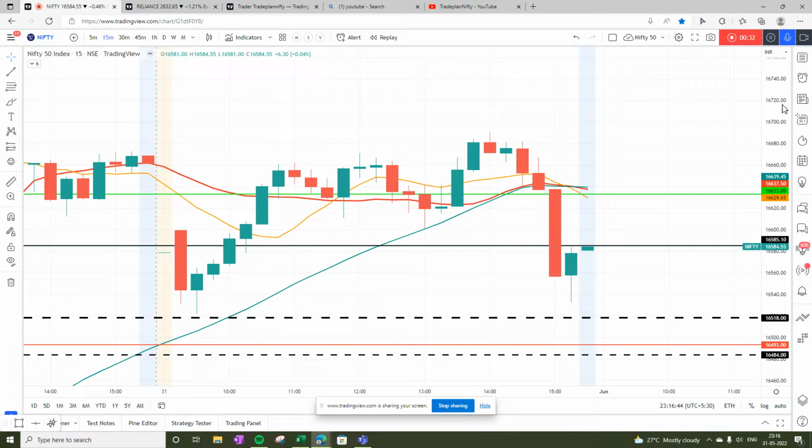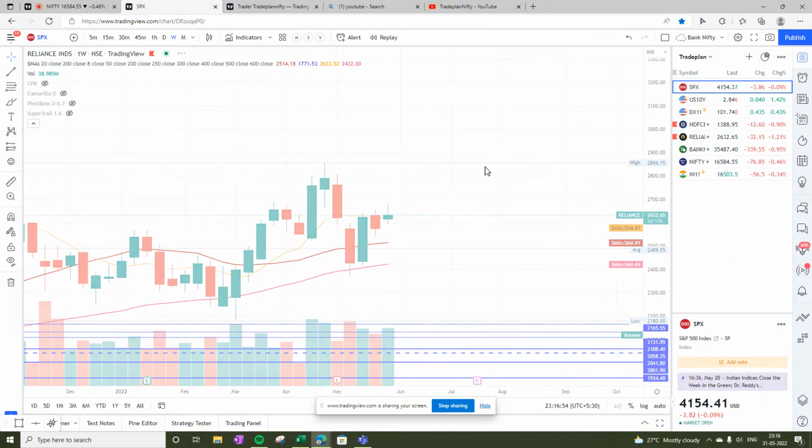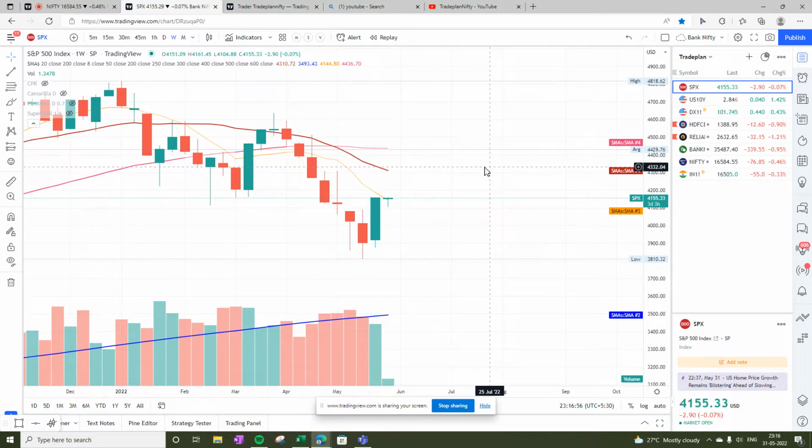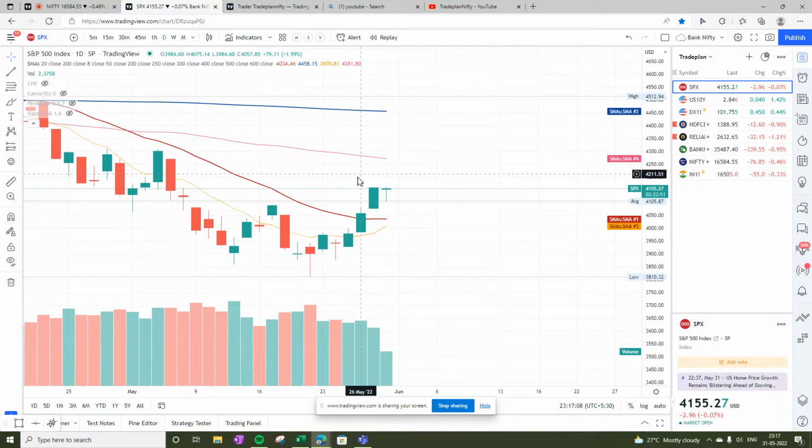So before we get into Nifty, let's have a look at how the global markets are looking. Specifically, the S&P 500 on a monthly chart is looking a little down. On weekly it is also down, but on the daily chart we see that S&P 500 is above 20 and above 8. So on the daily chart S&P 500 is looking a little strong.